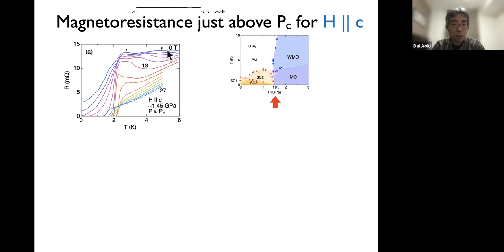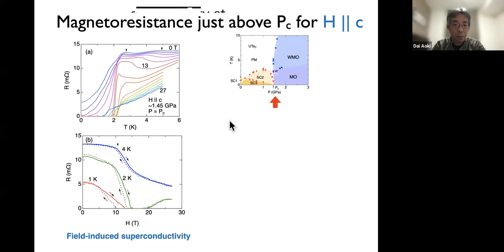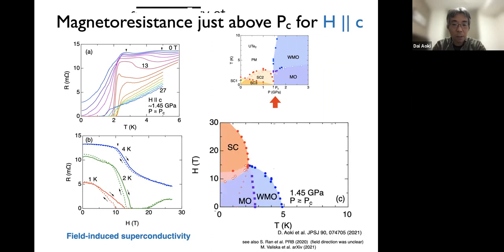At zero field we cannot get superconductivity, but under magnetic field there is a clear superconducting transition. Here, this is more clear. So the field-induced superconductivity is clearly observed, at 1 Kelvin, for example, or 2 Kelvin. And from this we construct the phase diagram. The magnetic order or weak magnetic order phase is suppressed, and when the magnetic order phase is suppressed, superconductivity appears.